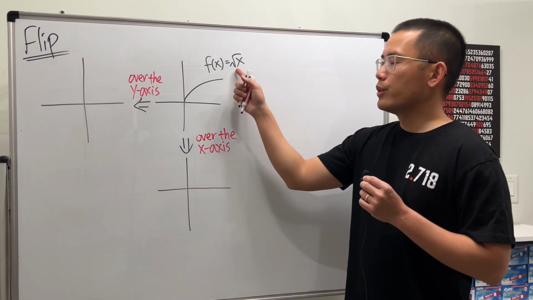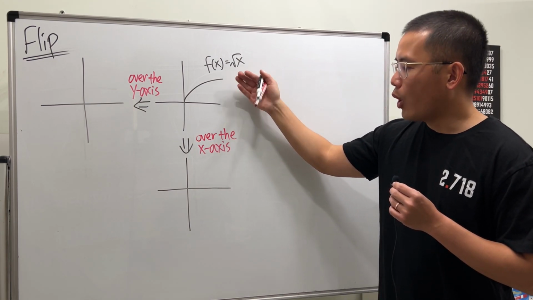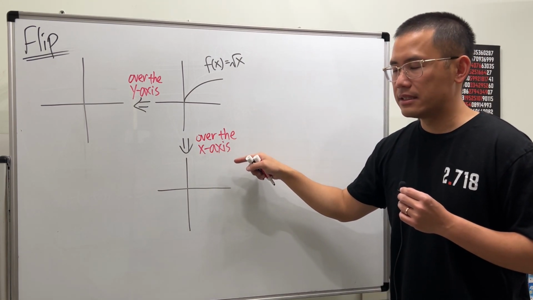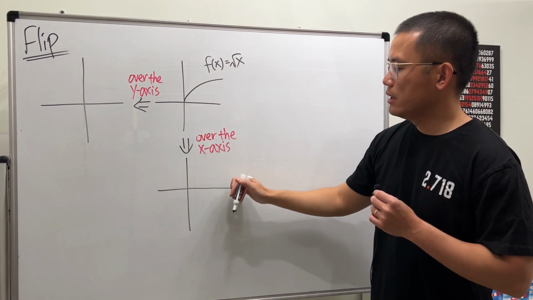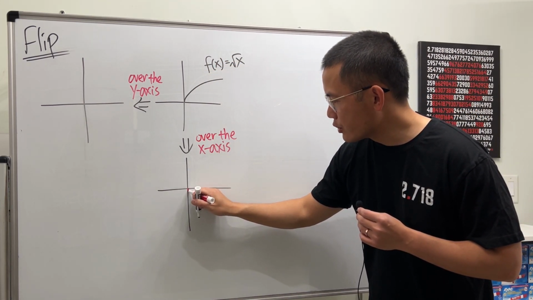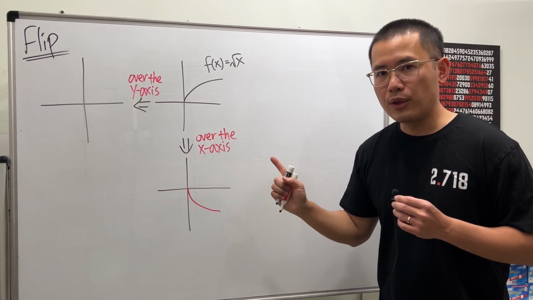And in this case, I'm going to take the square root. And first, I'm just going to show you how to flip over the x-axis. So it's upside down like this. If you have it like this, the graph that we want to end up with is going to be like this. It's upside down. And all we need to do is the following.